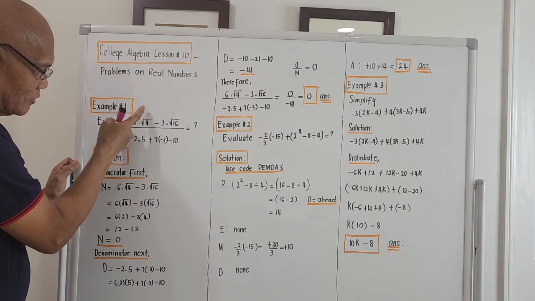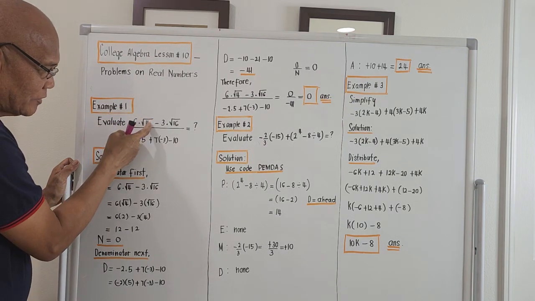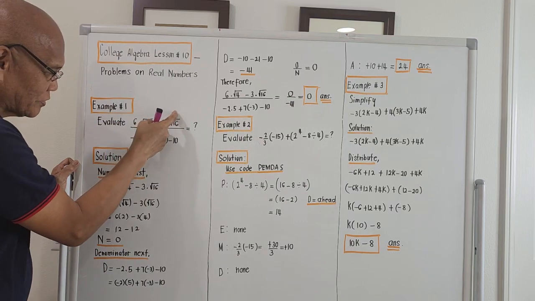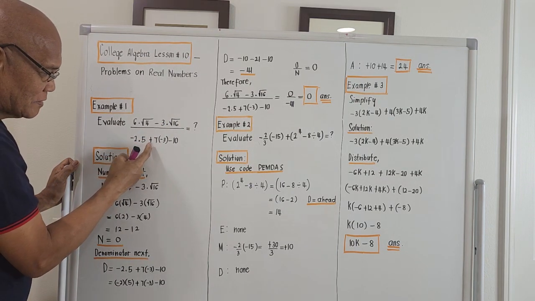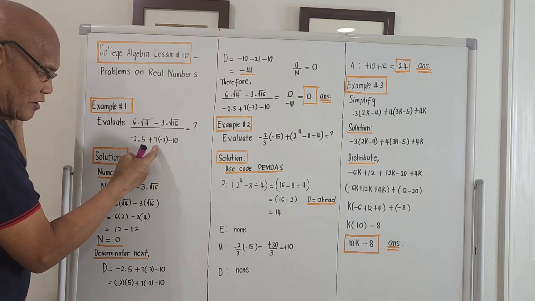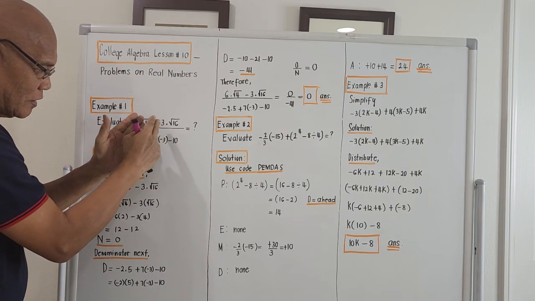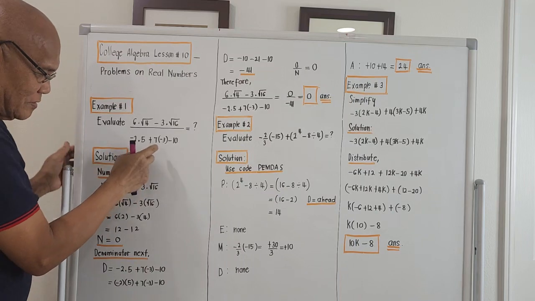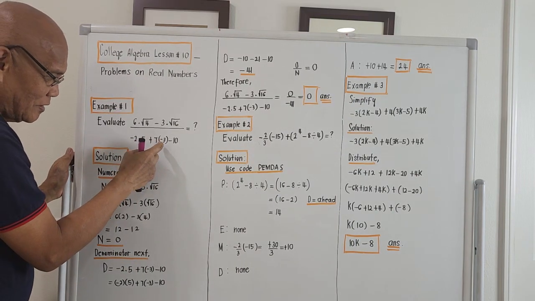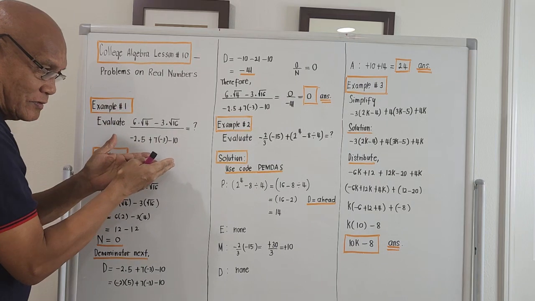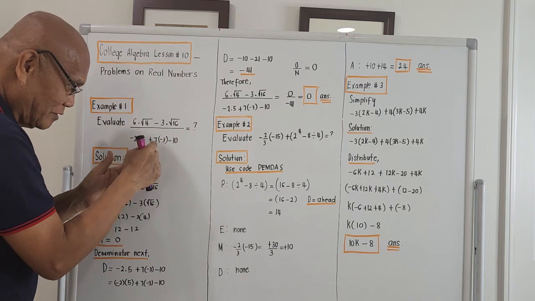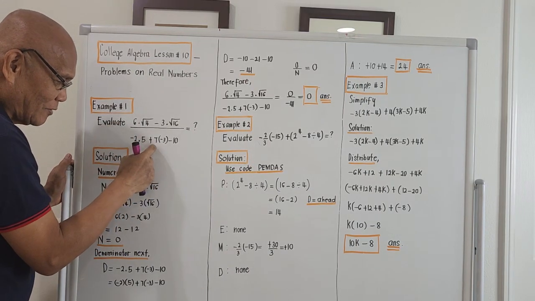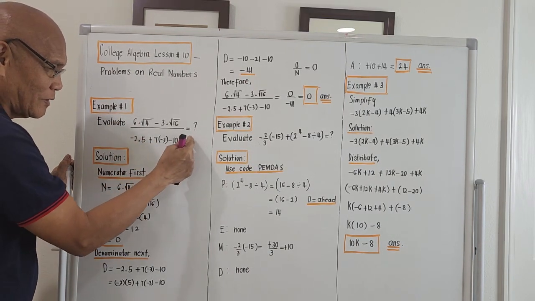6 multiplied by the square root of 4 minus 3 times the square root of 16, minus 2 multiplied by 5 plus the product 7 multiplied by a quantity here, because the sign of the term here is negative. The problem wants to emphasize that the sign of the number here is negative. So 7 multiplied by 3 minus 10, and what will be equal to?